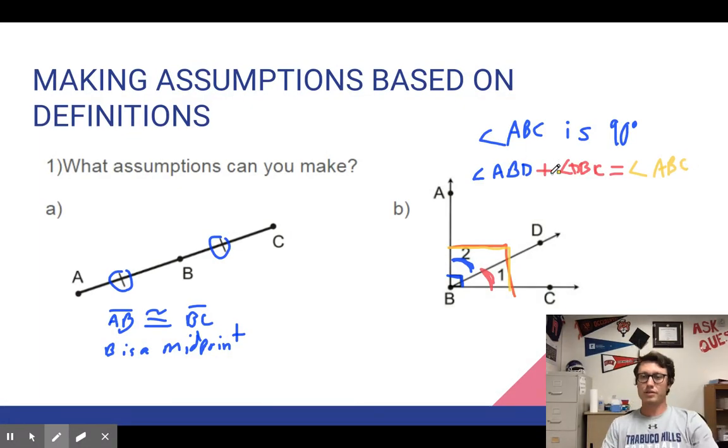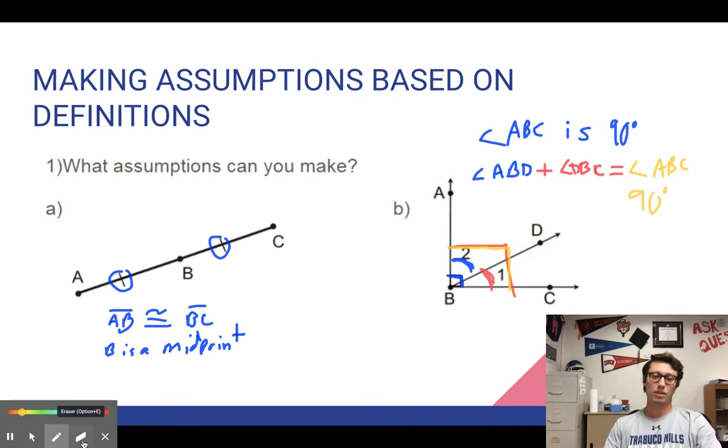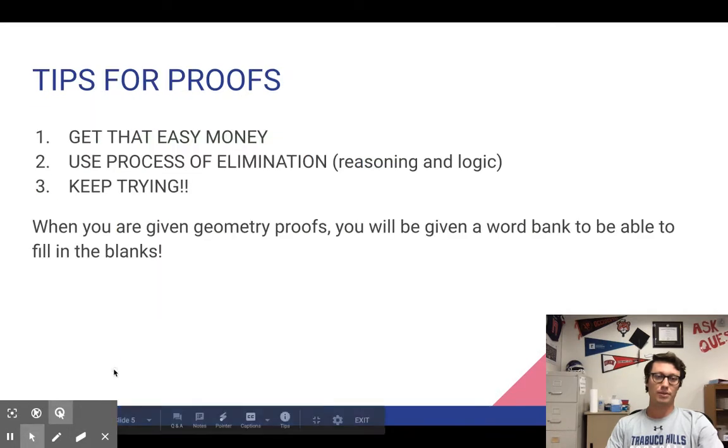So that is something else that we can conclude, right? If we add those two smaller angles, we know it's going to equal the big angle. And because we already concluded that angle ABC is 90, we could also say that whatever ABD is plus DBC has to equal 90 degrees. We could substitute. Look at us using all of these different properties.